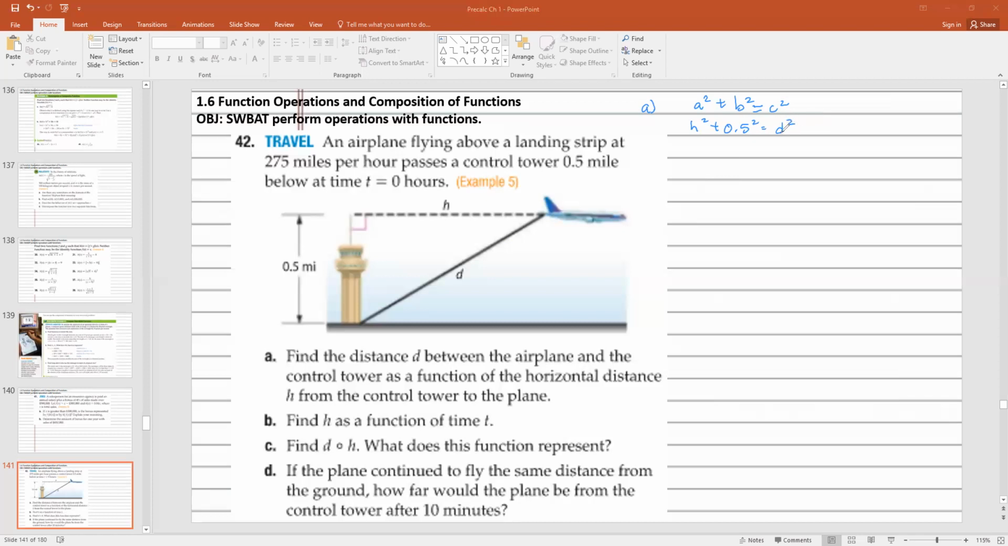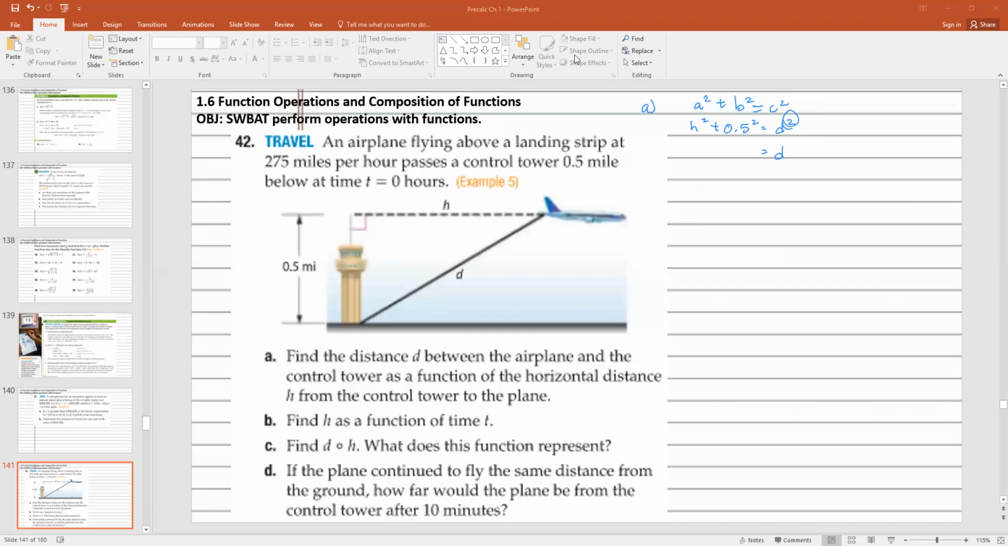d has to be c because c is the hypotenuse. So d is the hypotenuse, which is c. So that's the one d has to be. All right, so we want to solve for d.